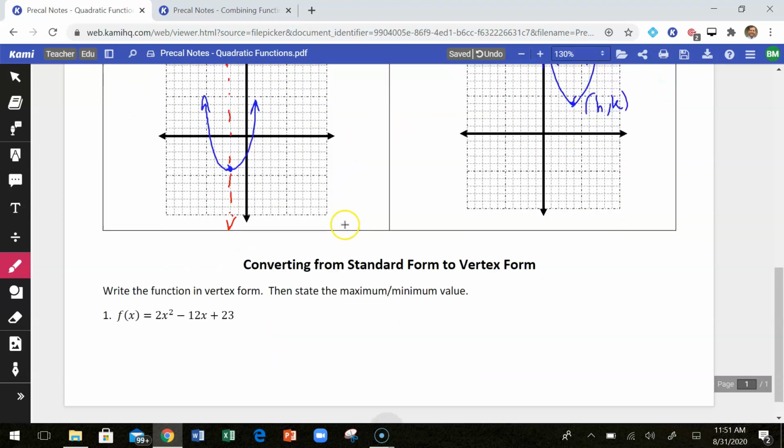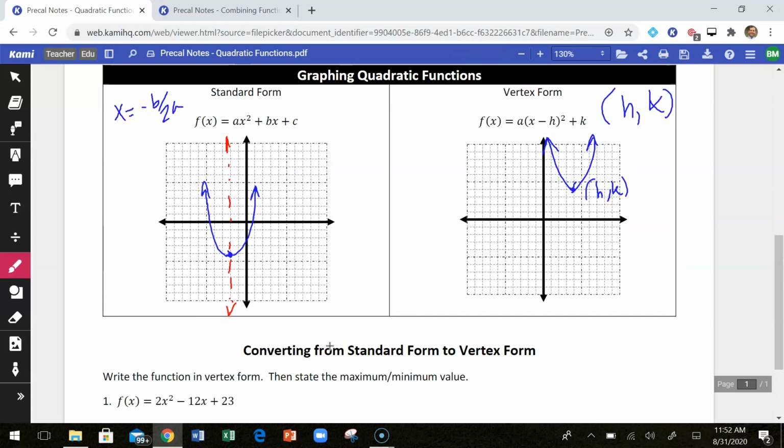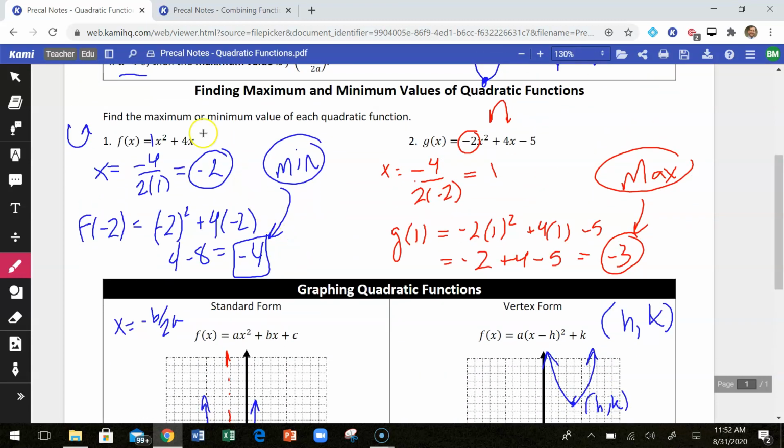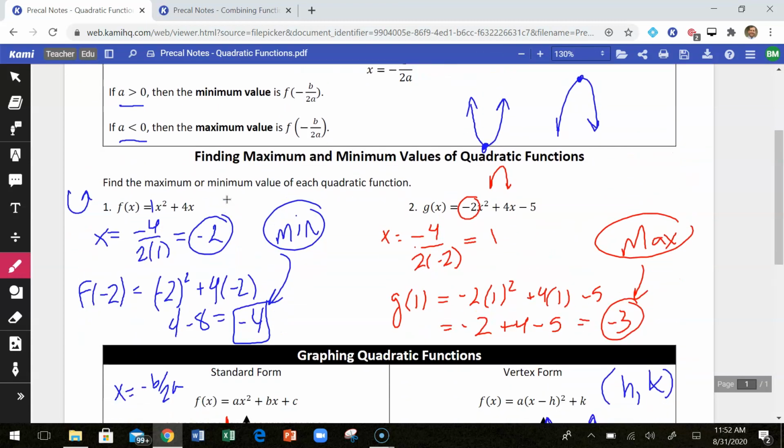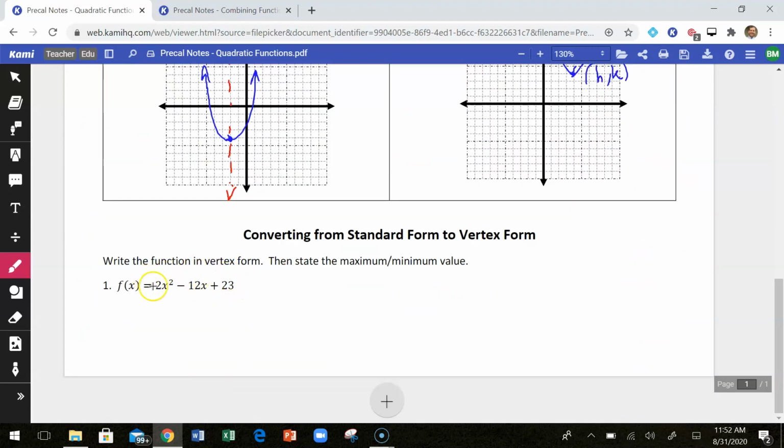So we are going to take some parabolas, some quadratic functions that are written in standard form, and we're going to convert those to vertex form. Okay, and then what we're going to do is find the maximum value from that. So by the end of this, you're going to have a couple ways to find the maximum value. One is to do this x equals negative b over 2a and plug it back in. The other is going to be to convert this to vertex form, and then we'll be able to figure out what that maximum value is.